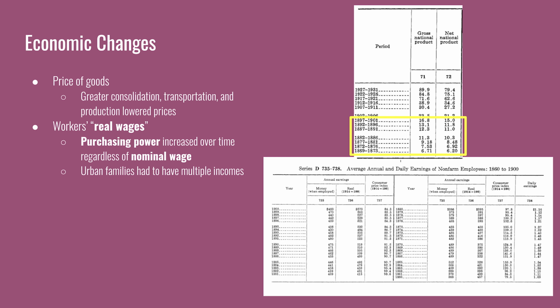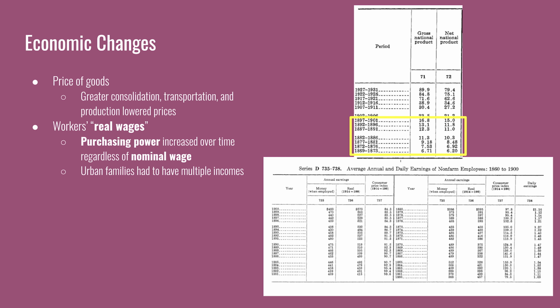a result. Real wage is an economic term that does not refer exactly to the amount of money that a worker is paid. A real wage is the amount of money that someone is paid when taking into consideration the amount of inflation in the economy and the worker's purchasing power. The purchasing power increases over time in this era, regardless of the nominal wage, that is, the actual amount of money that they were being paid.